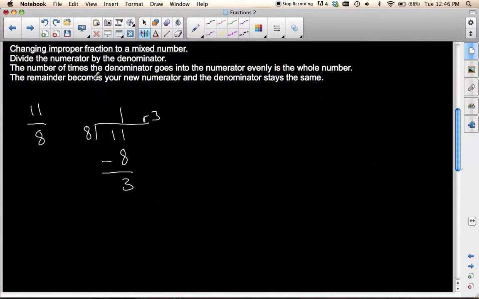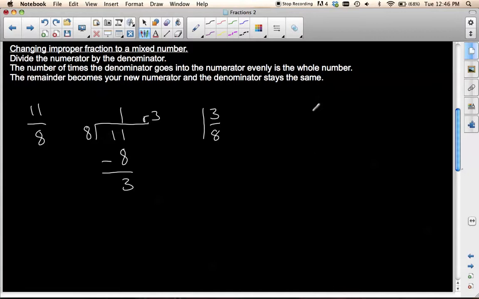Remainder 3. So it says the number of times the denominator goes into the numerator evenly is the whole number. Well, 8 goes into 11 1 time evenly, so that is our whole number. Then it says the remainder becomes your new numerator. Well, 3 is our remainder. And the denominator stays the same. Well, our denominator was 8. We have 1 and 3/8. That's how you change an improper fraction into a mixed number.